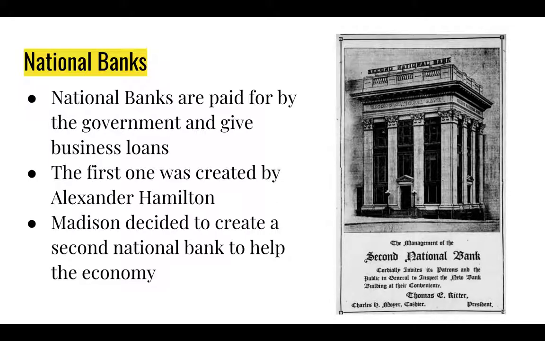And the charter for it ran out during Madison's presidency. A charter is basically you get a certain number of years to operate this bank, and then once the charter's done, you have to close the bank. And so Madison was on the fence about it. We didn't know if he wanted to create another national bank, because there were lots of people who complained about it and thought it wasn't fair who was getting loans and who wasn't. But Madison ultimately decided to create a second national bank to help with the economy.